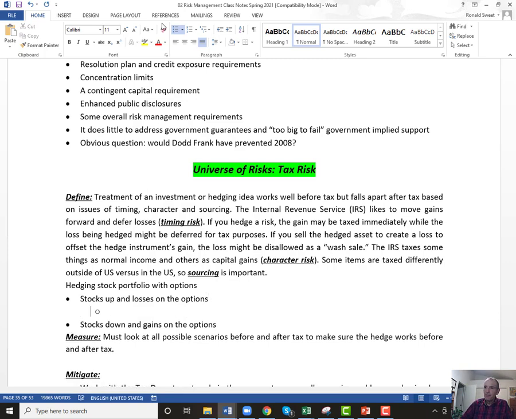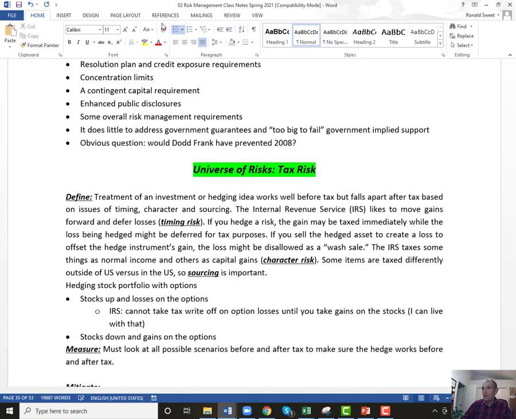All right, if stocks are up, we have losses on the options, the IRS says you cannot take a tax write-off on option losses until you take gains on the stocks. It's like, well, that's not good, but okay, we can live with that. We could sell the stocks so that we could move those losses up, but why would we do that? So in this case, I say, okay, I can live with that. It just means we'll have to delay those losses for a while.